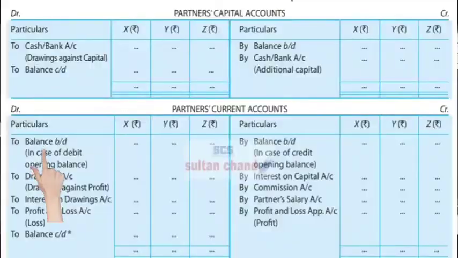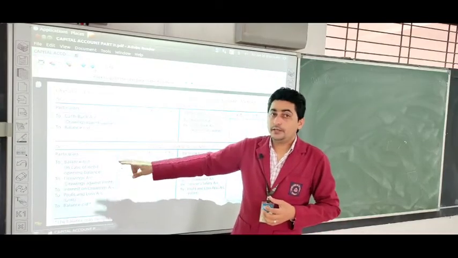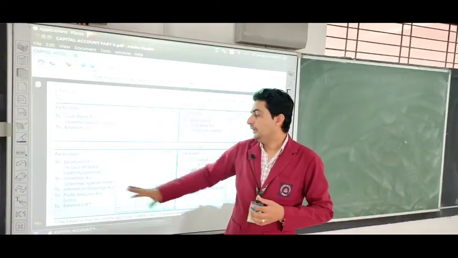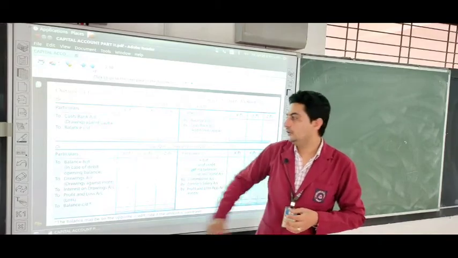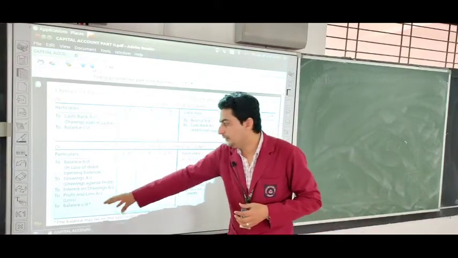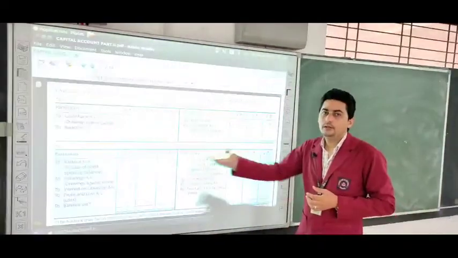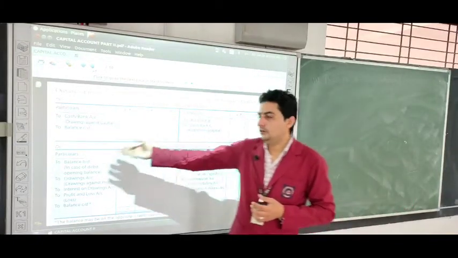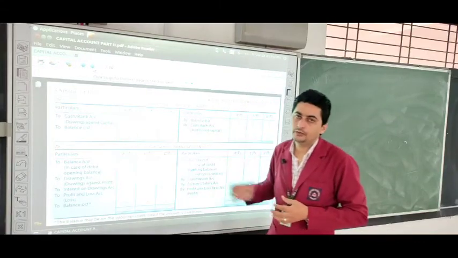Then on the debit side, in case there is a debit balance of the current account, we will start it from here, to balance b/d. Then drawings, interest on drawings. We will write drawings and interest on drawings on the debit side. Then if we have a loss in the profit and loss appropriation account, it will be debited. So whether it is a loss or a profit, both of them will not be there. And the same here, whether it is a credit balance or a debit balance, both of them will not be here.